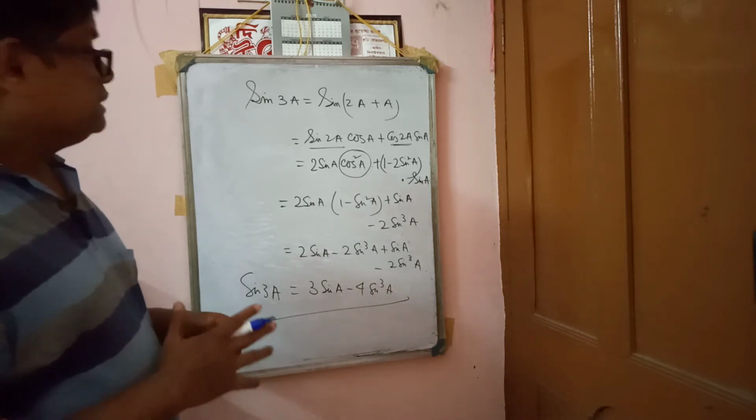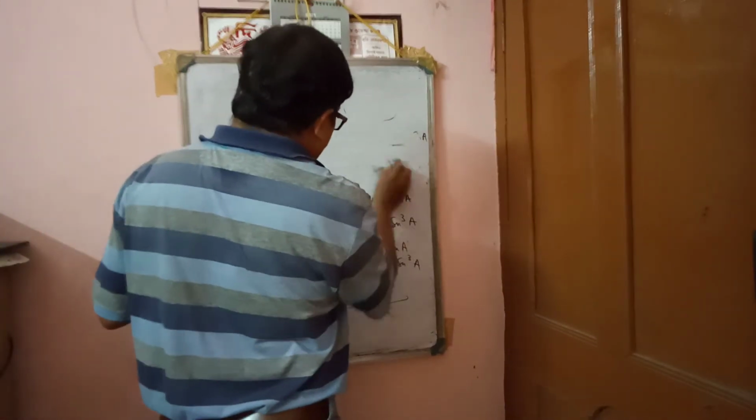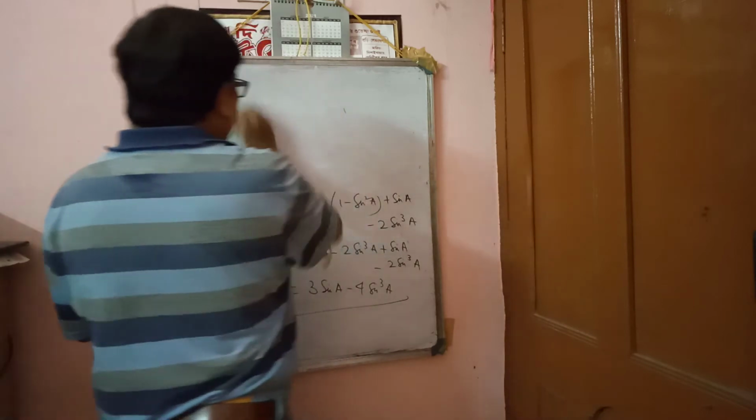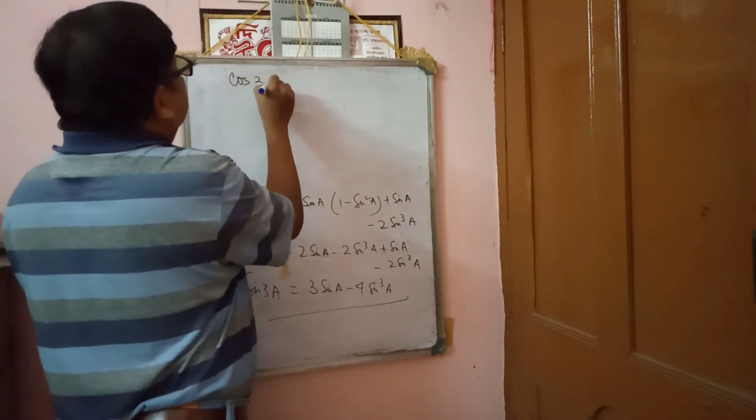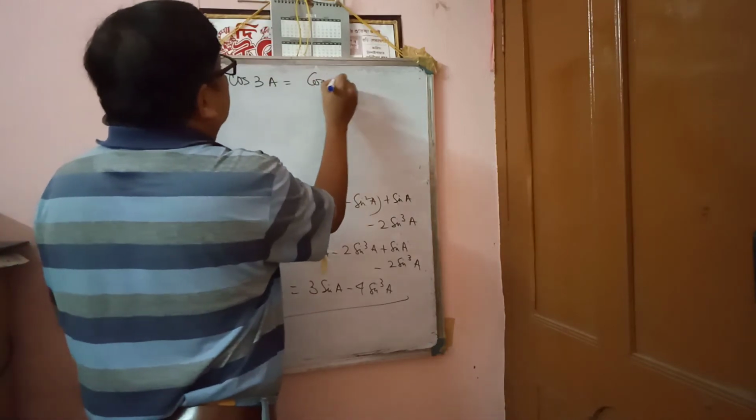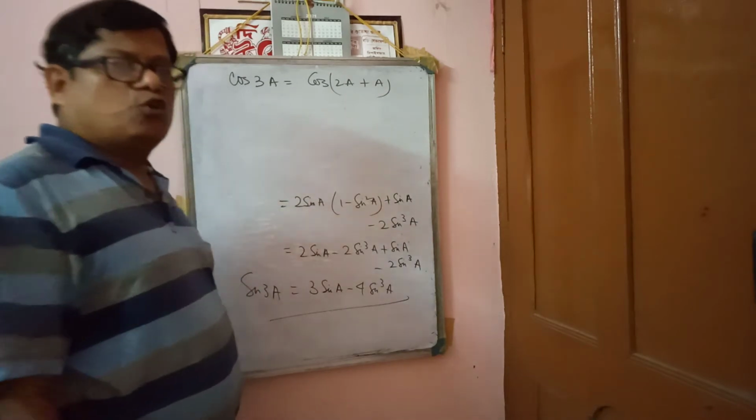We are getting it. Similarly, see, if you write cos 3a, look here, cos 3a. So you can write cos of 2a plus a. Okay, cos 2a plus a.